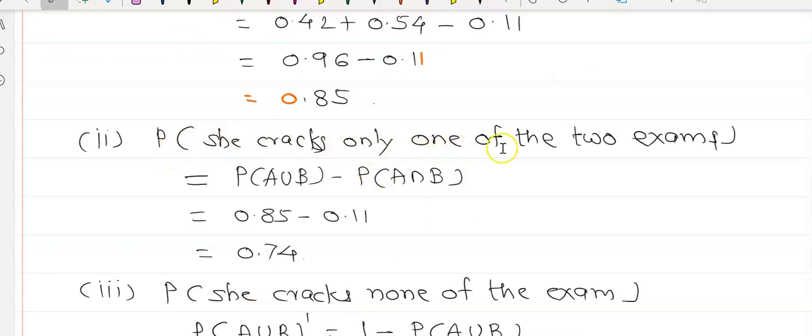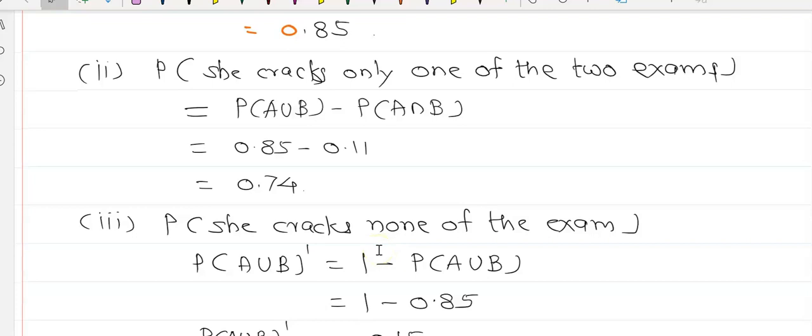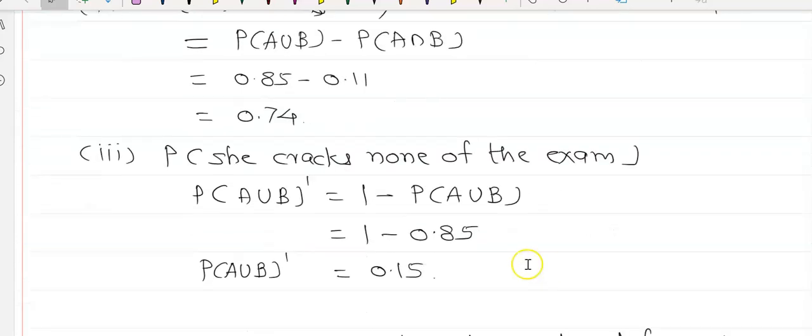Second, she cracks only one of the two exams, that is we apply this formula which is given in the textbook, that is P of A union B minus P of A intersection B. Therefore, 0.85 minus 0.11, that is equal to 0.74. She cracks none of the exams, that is P of A union B complement is equal to 1 minus P of A union B, that is 1 minus 0.85. Therefore, P of A union B complement is equal to 0.15.